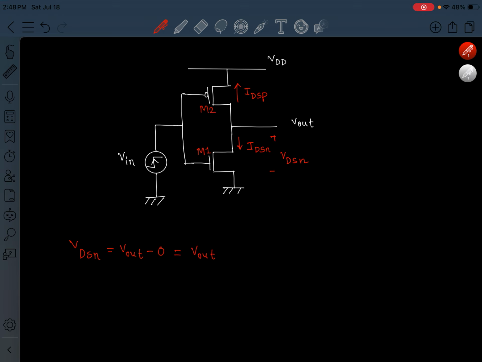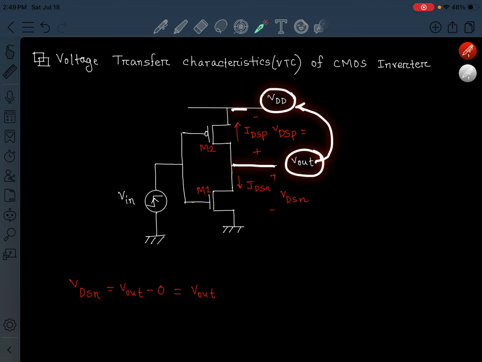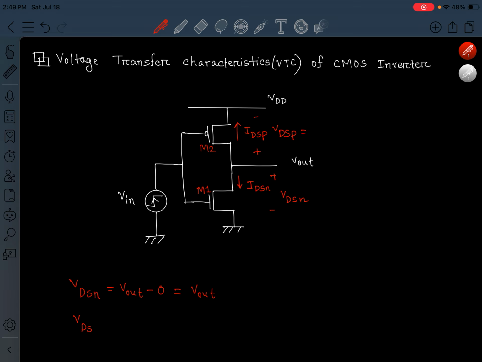Now VDSP, what will be VDSP? This voltage is drain source voltage of PMOS. The drain voltage is V out and source voltage is VDD. So the difference between these two node voltages equals V out minus VDD. So VDSP will be simply drain voltage of PMOS, that is V out, minus source voltage of PMOS, that is VDD.